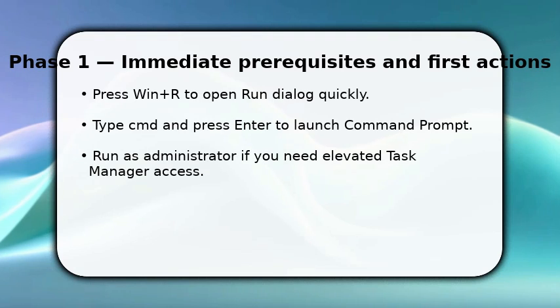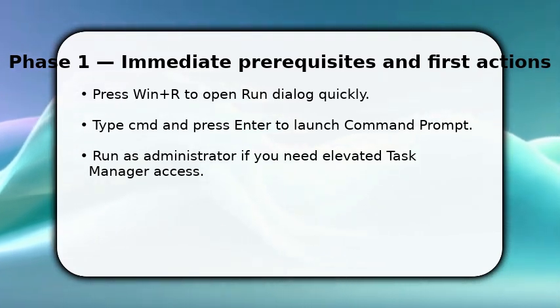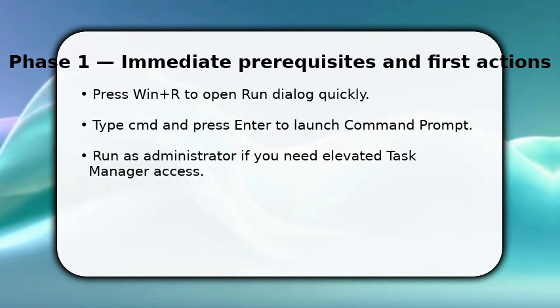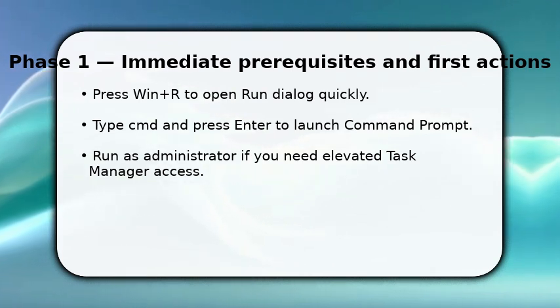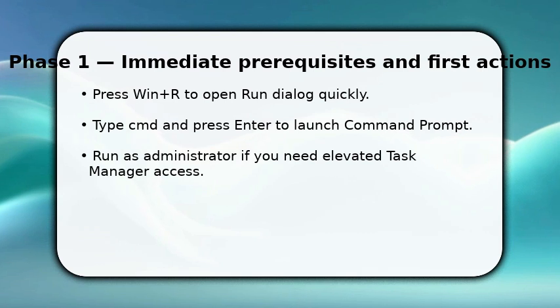You'll start by opening the command prompt. Press Win+R, type CMD, then hit Enter. If you need higher privileges, right-click the Start button, choose Command Prompt (Admin) or Run as Administrator. This matters when managing protected processes.